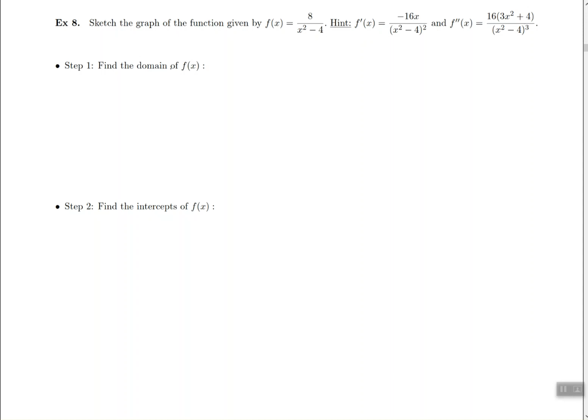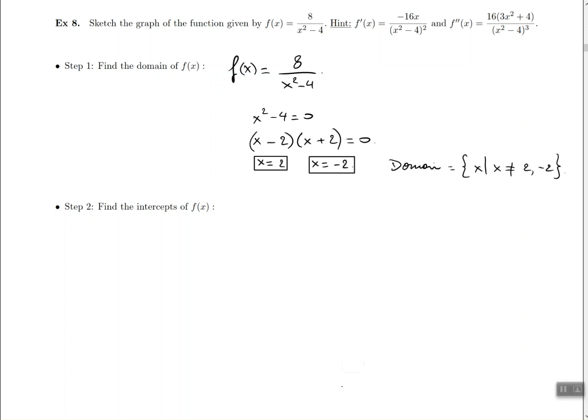Okay, so we have the function f of x this time called 8 over x squared minus 4, and we're looking for the domain, so we're going to grab the denominator and find out what makes it equal to 0. So that involves doing some factoring and solving with the zero product property. So when we get everything done, this is what it's going to look like. So solving with the zero product property and factoring gives us 2 and negative 2. So the domain is basically all the real numbers except for 2 and negative 2.